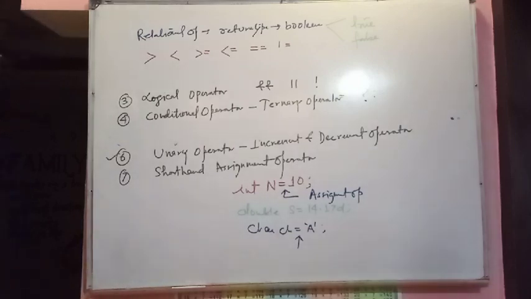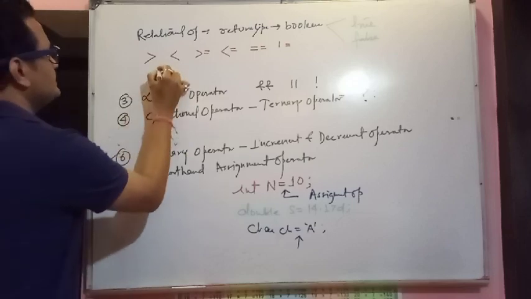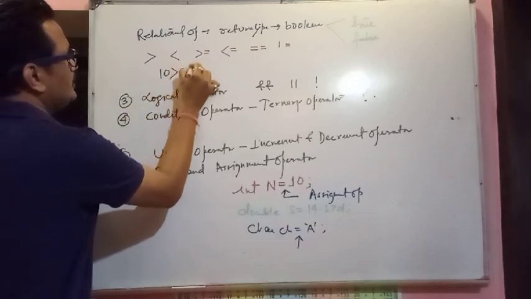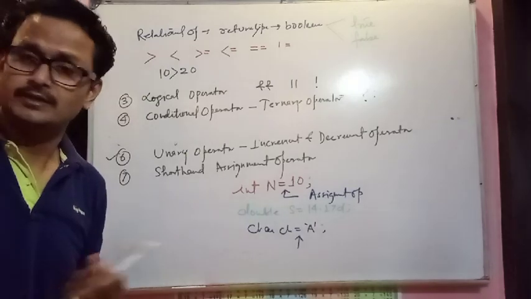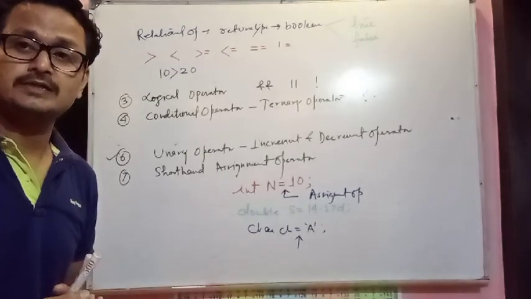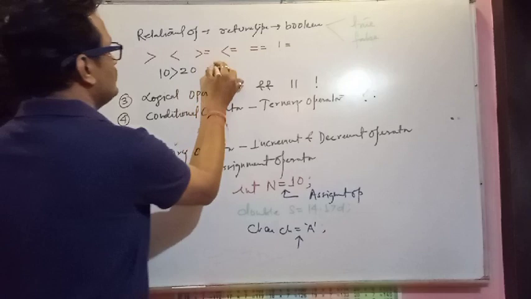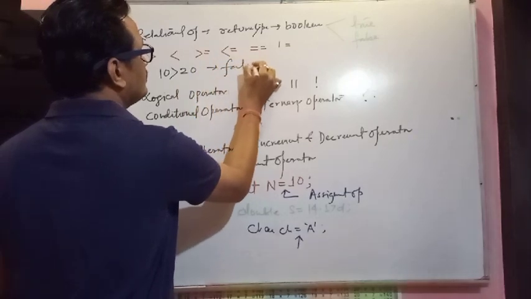So children, suppose here is 10 is greater than 20. Now this is the condition, 10 is greater than 20, just like in a mathematical way. This condition is false. Your answer will be false.